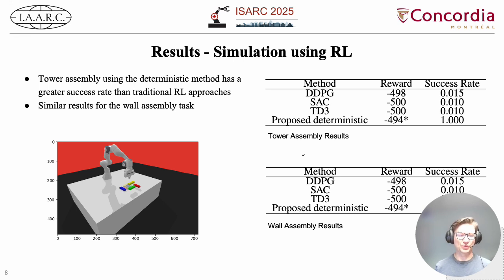These are our results for using the simulator and using our RL proposed method. So we can see here that the tower assembly has a greater success rate along with the wall than traditional RL approaches, and success rate was the primary metric by which we judged how well this method worked. If the deterministic method is able to solve in a much more repeatable fashion, that demonstrates that it is a better approach than using traditional low-level control for RL. We can see here in the image from the simulator that the simulator is able to build the objects, and it shows the objects being built sort of in real time.